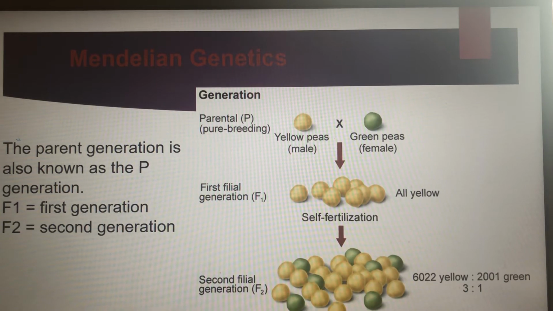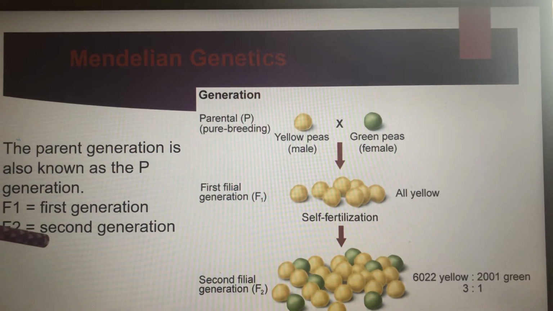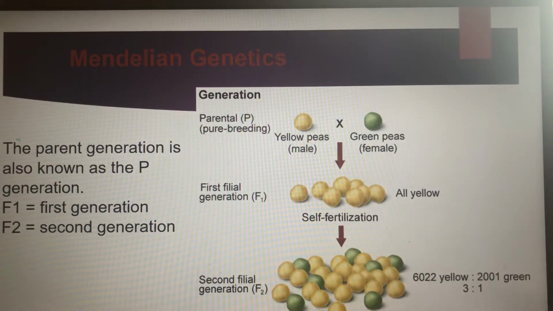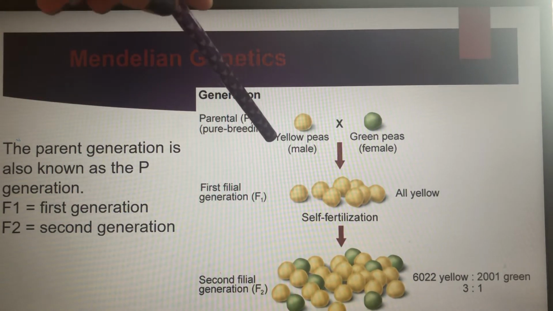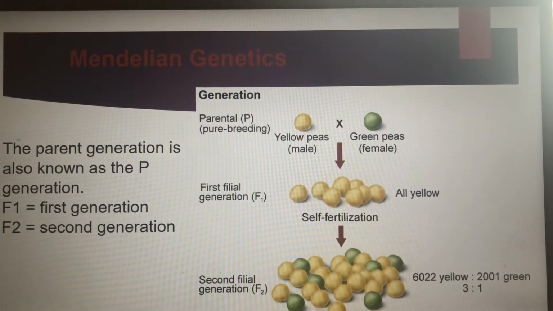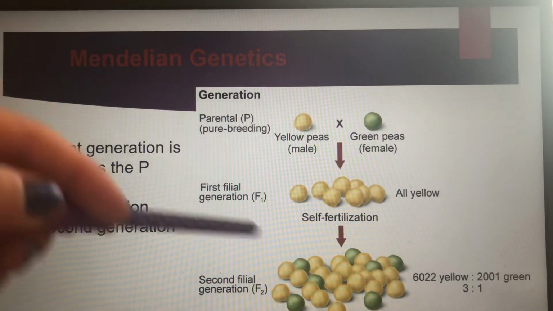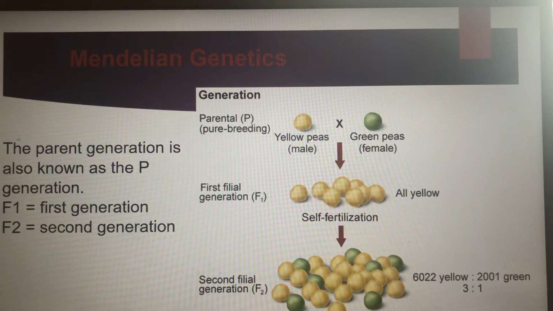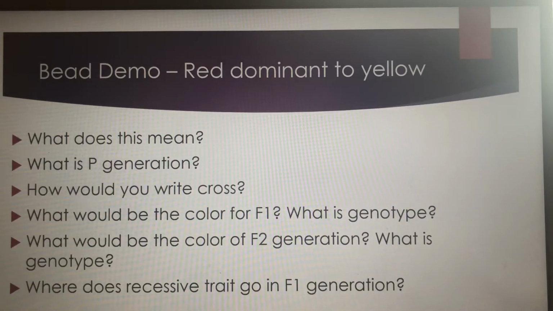So F1 is the first generation, F2 is the second generation, and the original breeding is known as the P generation. In this case, you see the yellow peas were dominant because in the first generation all you got were yellow peas. But hiding underneath are the green alleles that suddenly pop out. Then in the second generation, we have a 3-to-1 phenotypic ratio: 3 yellows to 1 green.